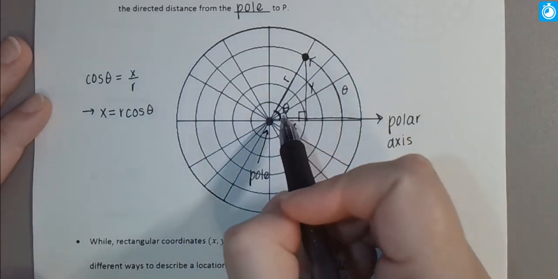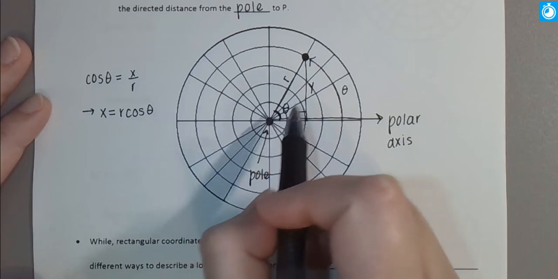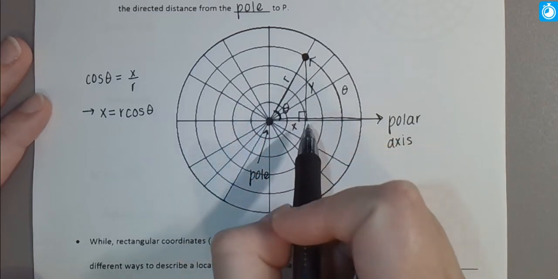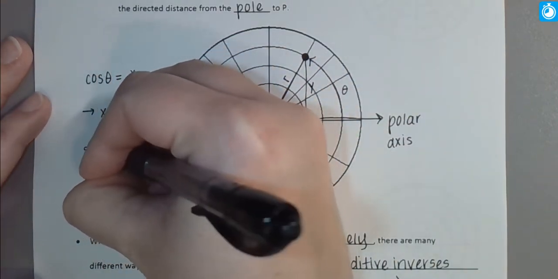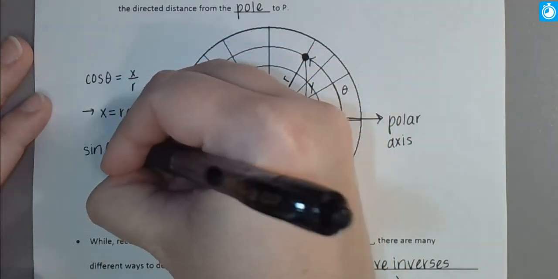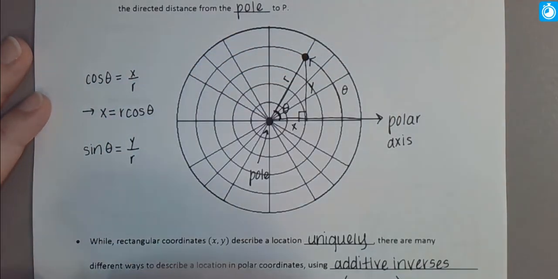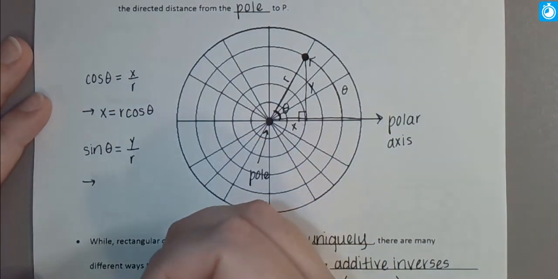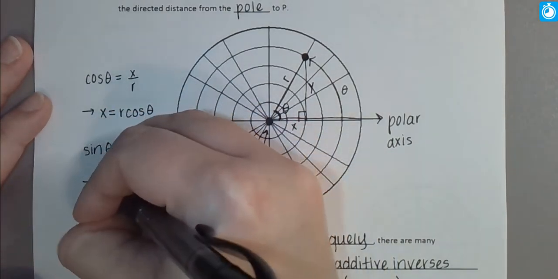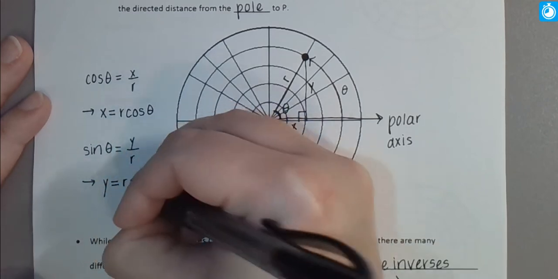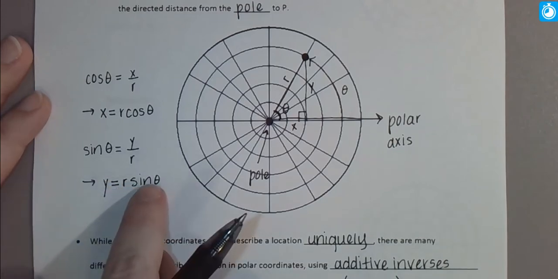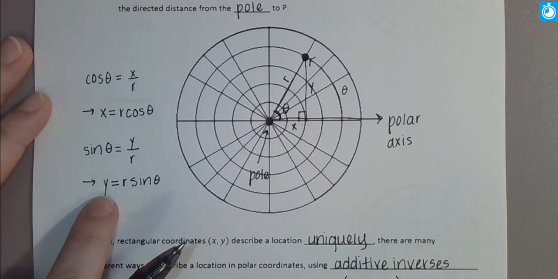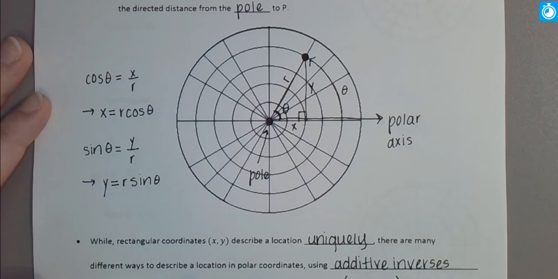If we want to relate y, theta, and r, we can use the sine function. So the sine of theta is going to be the opposite side over the hypotenuse. So sine of theta is equal to the opposite side, which is y, divided by the hypotenuse, which is r. And if we wanted to solve for y in terms of r and theta, we have y is equal to r times the sine of theta. So again, if we are given r and theta representing this particular location, we can find a corresponding rectangular y coordinate by multiplying r times the sine of theta.